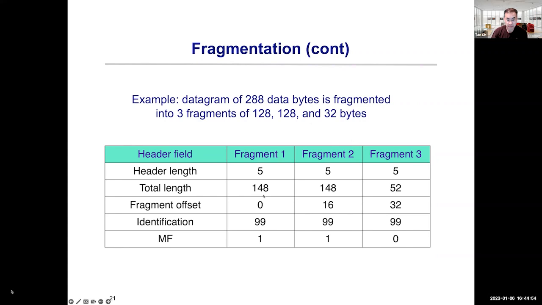The offset is 0 for the first one, 16 for the second, and 32 for the third one. And identification is 99. It's basically saying that those three items belong to the same datagram, okay? That's the identification. MF is 1, which stands for more to come. 0 is the last one. Having 0, 16, and 32 keeps the order of which one goes first and which one is third. So it keeps them in order.